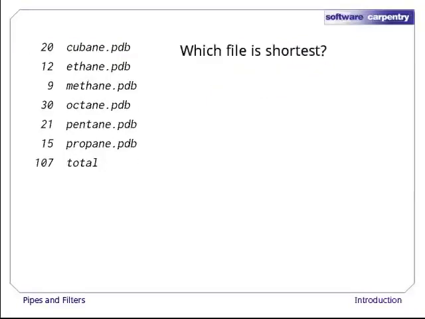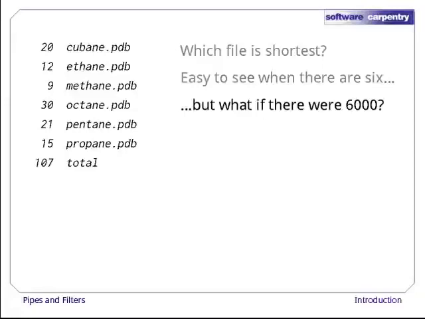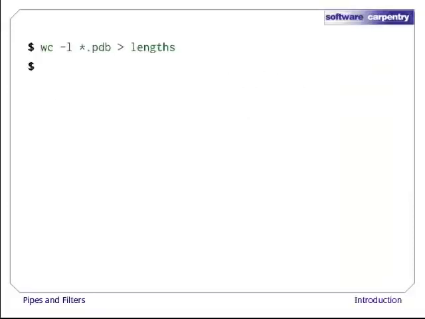Now, which of these files is shortest? It's an easy question to answer when there are only 6 files, but what if there were 6,000? That's the kind of job we want a computer to do. Our first step towards a solution is to run the command wc -l *.pdb > lengths. The greater-than sign tells the shell to redirect the output to a file instead of printing it to the screen.